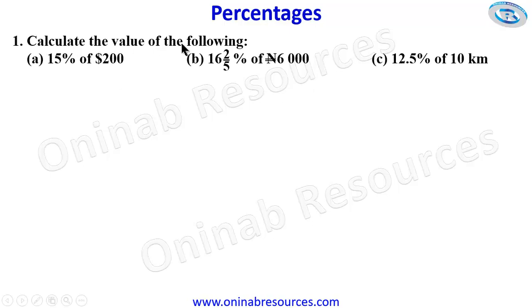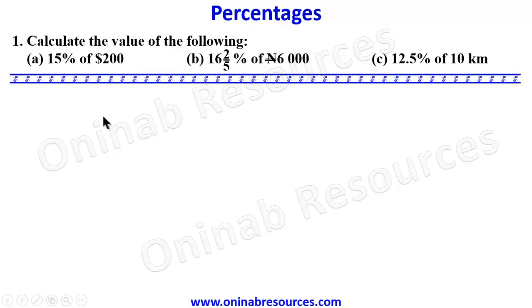Problem 1, calculate the value of the following. A, 15% of $200. B, 16 whole number 2 over 5% of 6,000 naira. C, 12.5% of 10 kilometers.